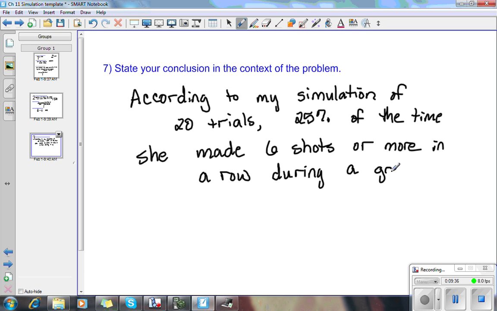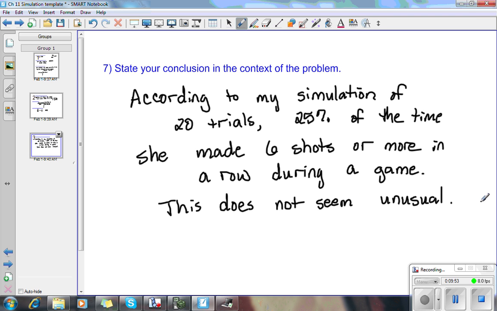Now, 25%, that doesn't seem that unusual. So to say that she got 6 shots in a row, that's not that unusual. She does that 25% of the time, based on her percentage record. So that's how you would use your simulation to answer that particular question.